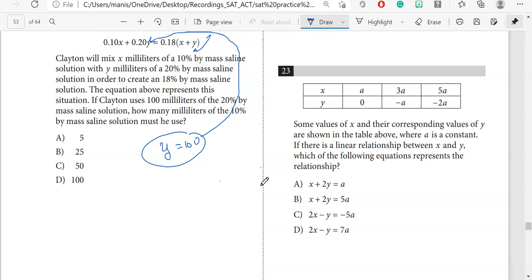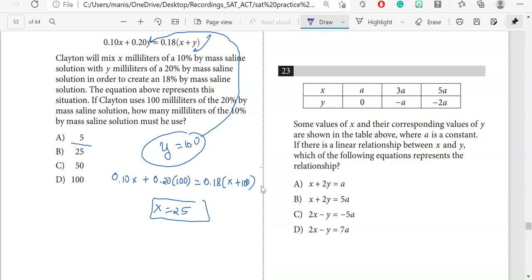So let me substitute the value over here. This is your 0.10x plus 0.20 times the value of Y, which as I mentioned is 100, equals 0.18 times X plus 100. When you simplify this, you will end up with the value of X as 25. So this is your answer, and I can see choice B is the correct answer for this question.